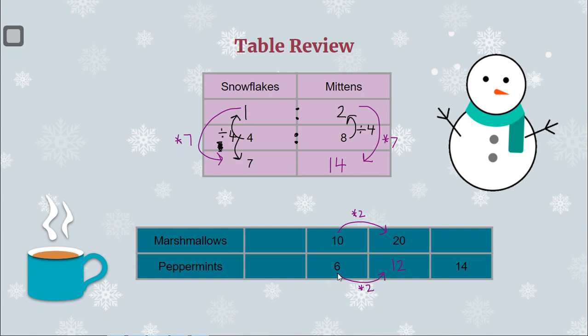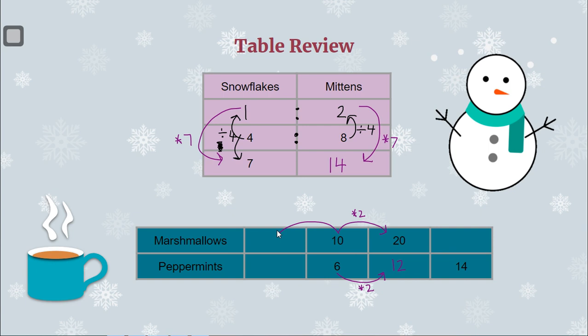All right, now can you think of something to multiply by? 6 times what would get you to 14? I can't think of anything, but what about 12 to 14? I can't think of anything there either. So because there's no way to move forward to get to 14, we are going to have to see if we can move backwards first.